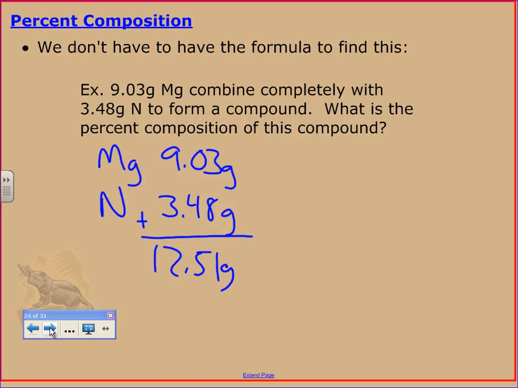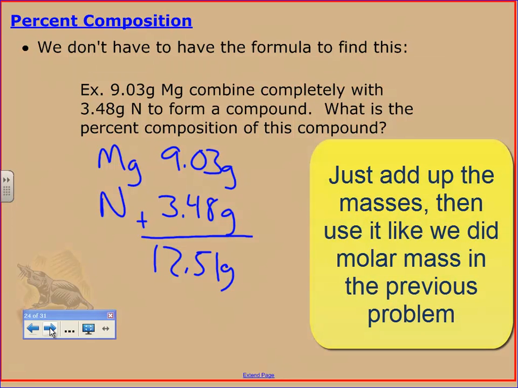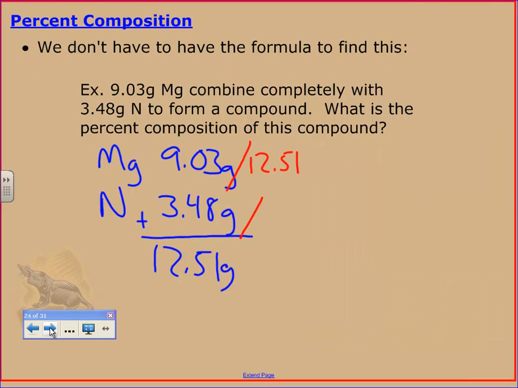And then to find the percent, we do the same thing we did in the previous problems. I take my 9.03 and divide it by 12.51. I take my 3.48 and divide it by 12.51, and then multiply by 100. That then is going to give me a percent. Remember that when I do the first division, I get a decimal, and to turn any decimal into a percent, I just have to multiply it by 100. So that's what we're going to do next.